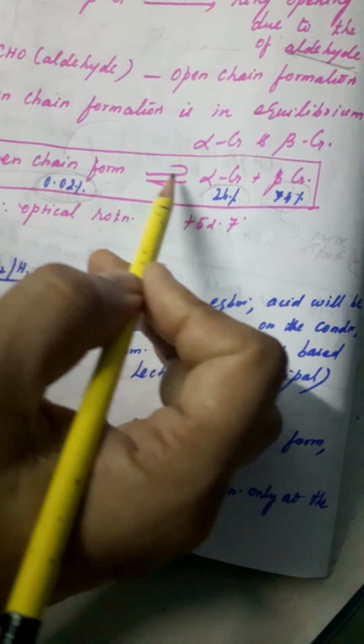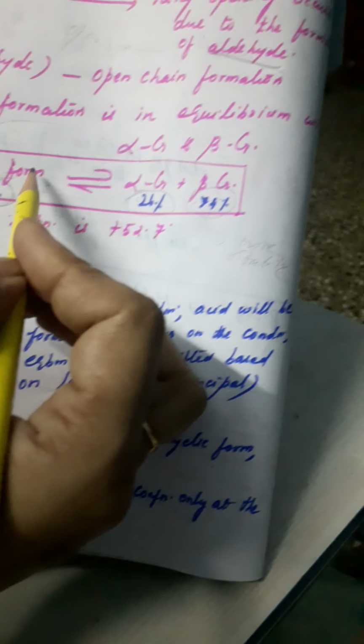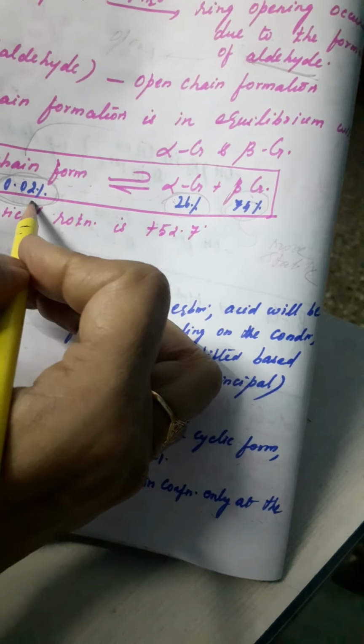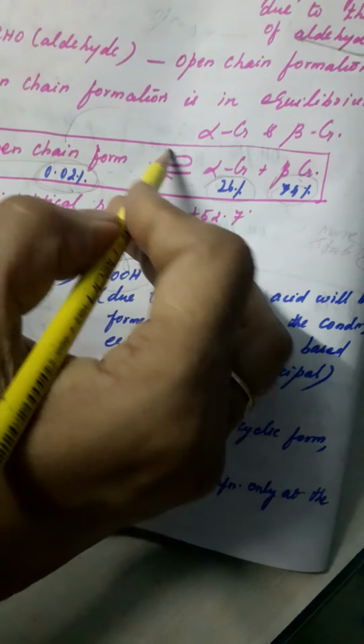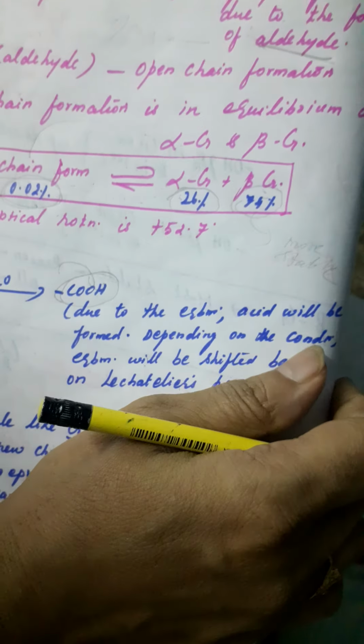Is that clear, students? Mutarotation is mainly because of the equilibrium mixture between the open chain aldehyde form, which is formed on treatment with water, and alpha glucose and beta glucose separately. But the equilibrium will be shifted according to the reaction.